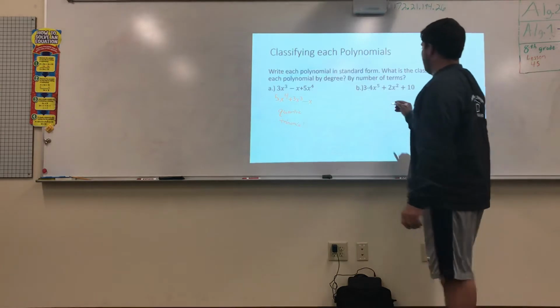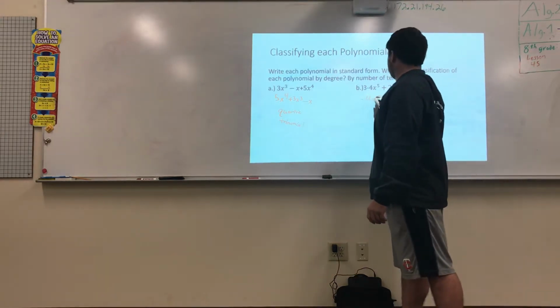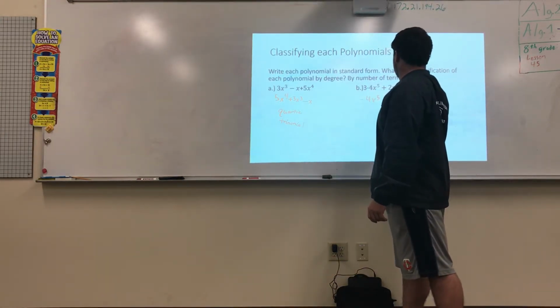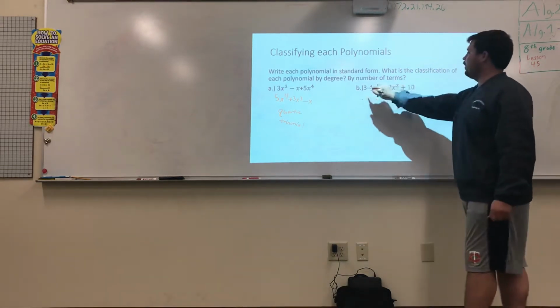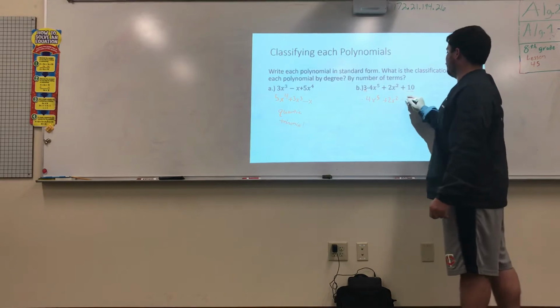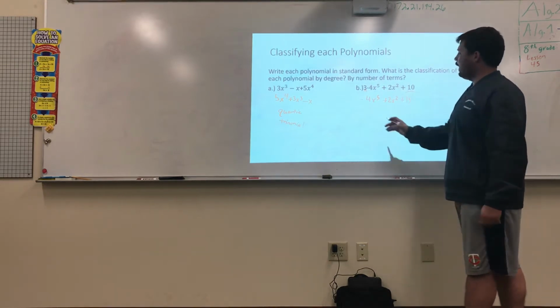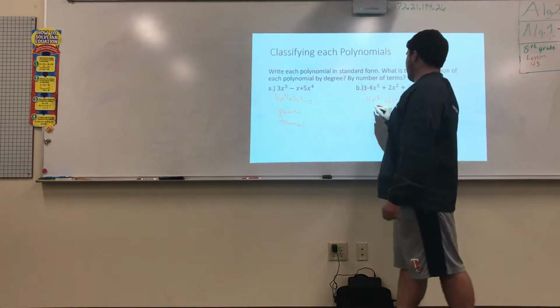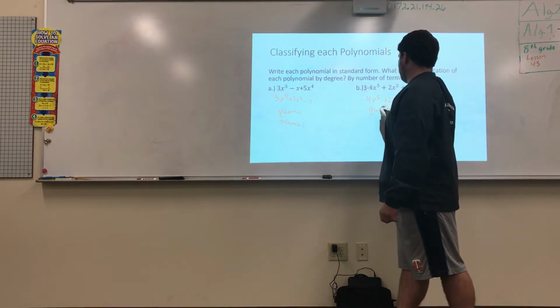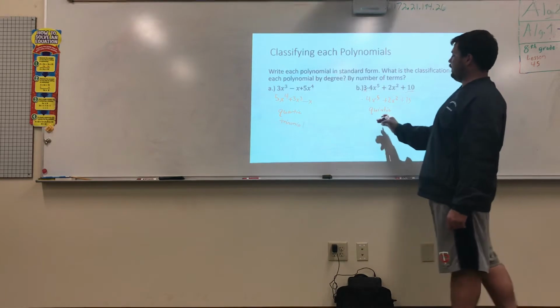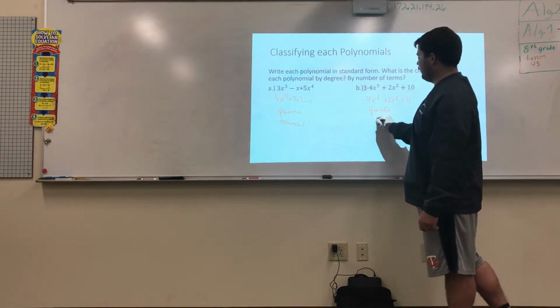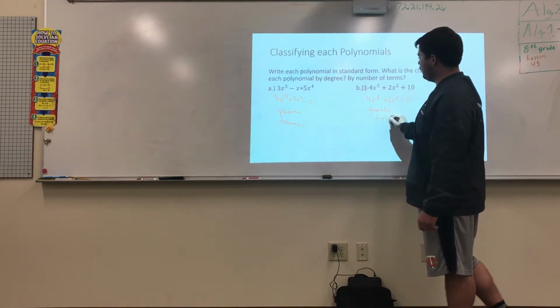Alright, now we have negative 4x to the 5th plus 2x to the 2nd. These two are both constants, so we have to add them together. We get 13. Alright, we have to the 5th, which is quintic. Alright, and there are 3 terms, so it is a trinomial.